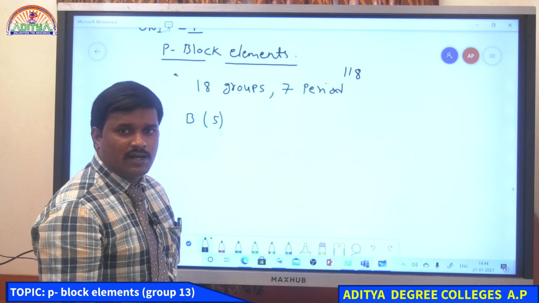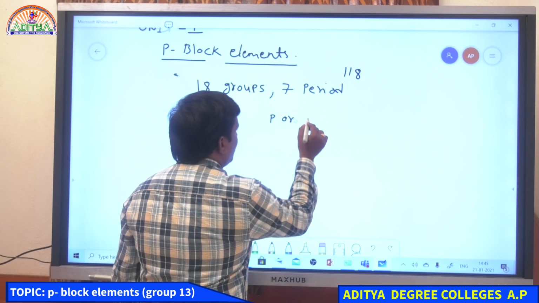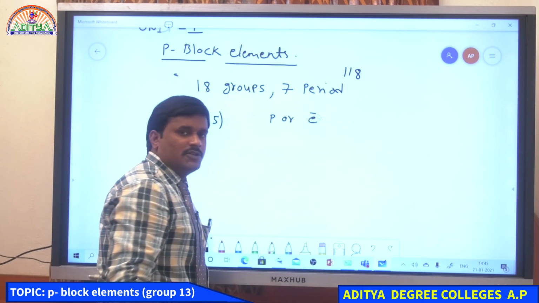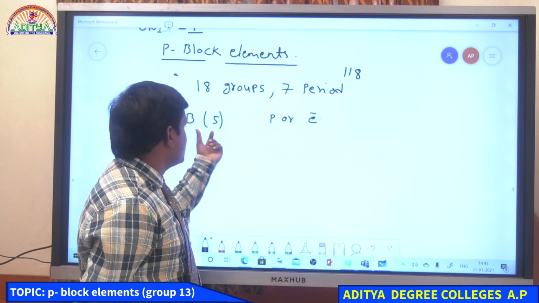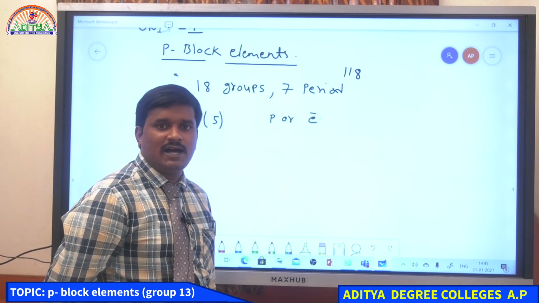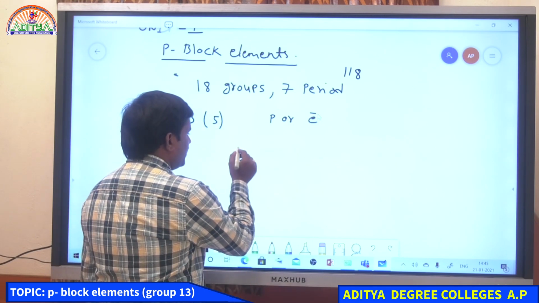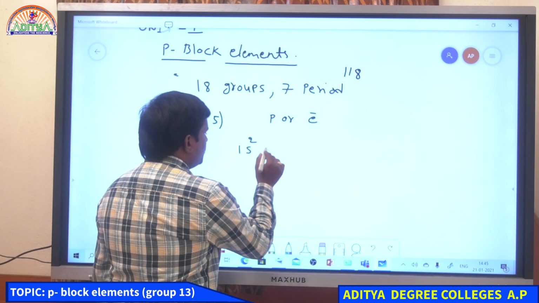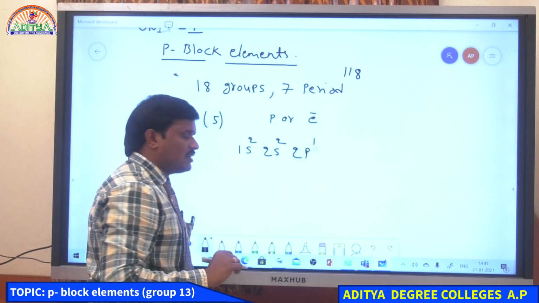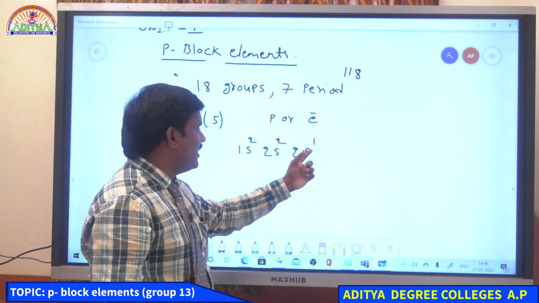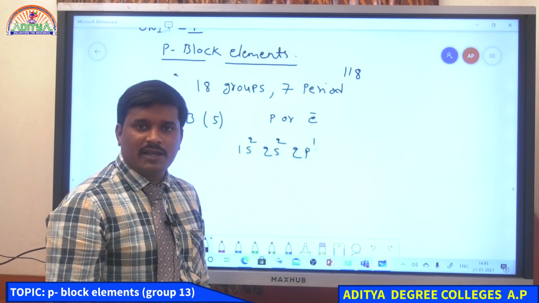What is atomic number? Atomic number means the total number of protons or electrons present in the nucleus. So here boron has atomic number 5, it means it has 5 electrons. Therefore the electronic configuration of boron is 1s2, 2s2 and 2p1. So this is the last electron, and this last electron enters into p orbital, that is why boron is known as a P block element.